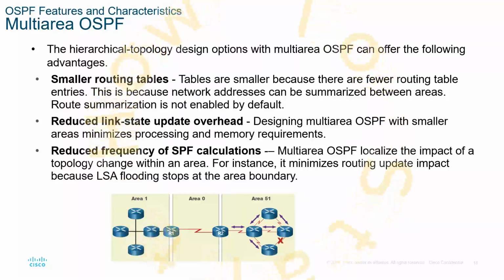The hierarchy topology being looked at here basically allows for smaller routing tables. It will reduce the link state update overhead. Basically, you stay within your area, so area 1 will have its routing updates, area 51 will have its routing updates, and it will also reduce the frequency of the calculations, because again, you're only working within your area.